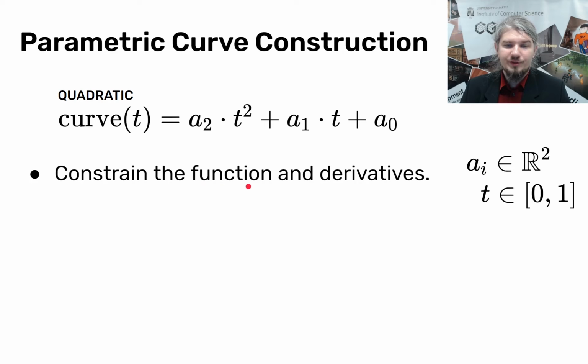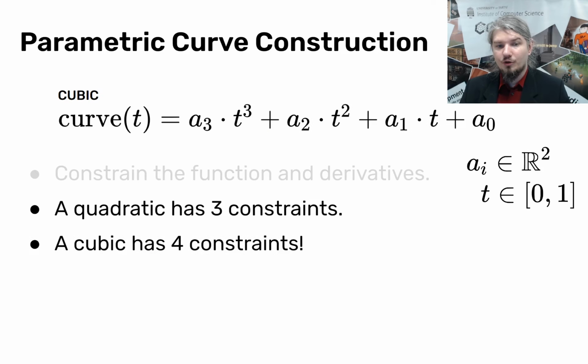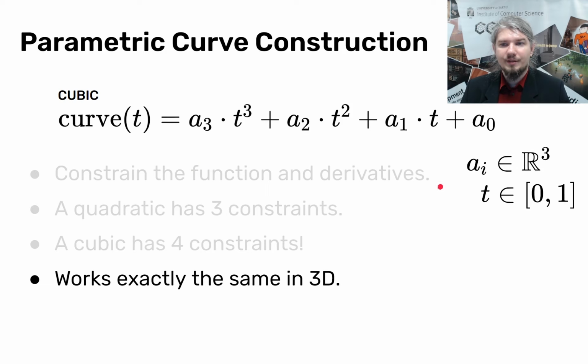So we want to constrain this function and its derivatives. A quadratic will have three constraints. There are three unknowns, so 3 is the maximum number of constraints we can have. If we want more constraints, we can use a cubic function. So a cubic function would have 4 constraints because there are 4 unknowns. And the same thing works exactly the same in 3D, only that in 3D we have 3-dimensional coefficients.